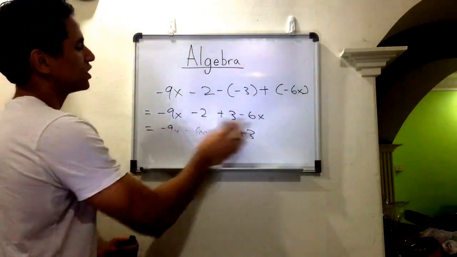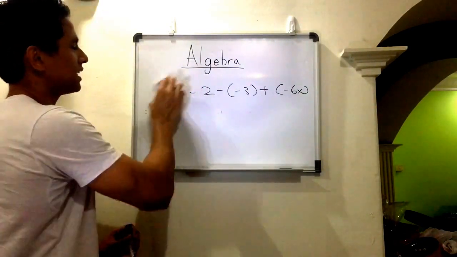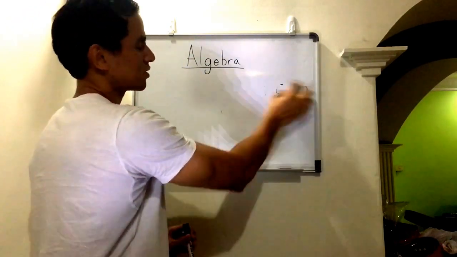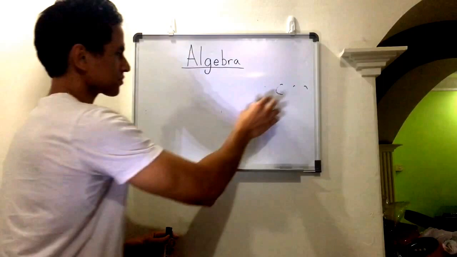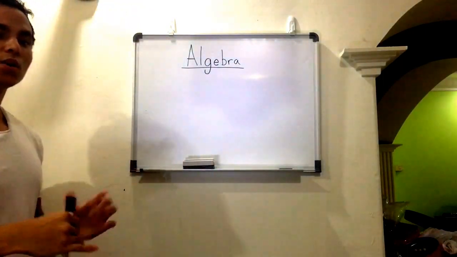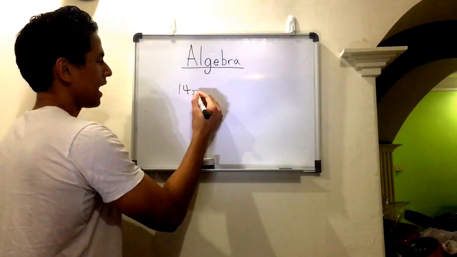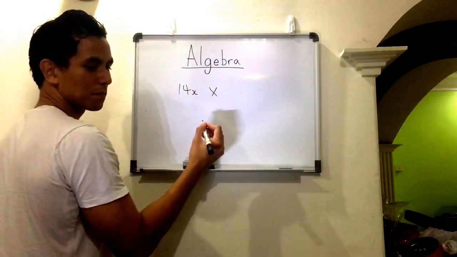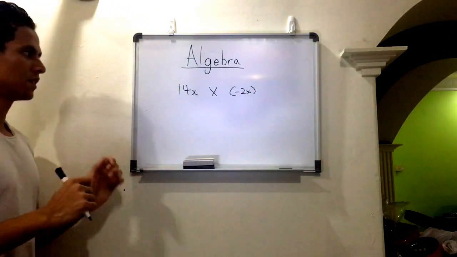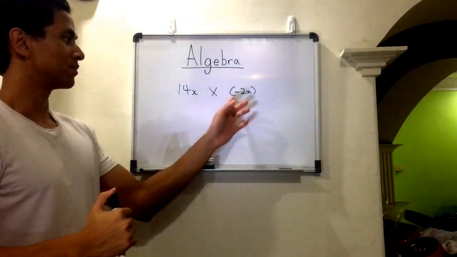Let's move on to something more challenging now. We have done mostly addition and subtraction up till now. What if we were to introduce multiplication or even division? Okay, so let's say multiplication. 14x multiplied by minus 2x. So now we have this multiplied by this, and this is a bracket.